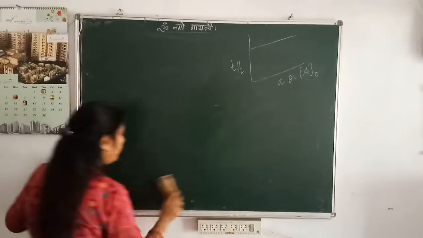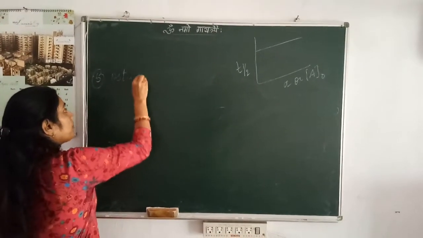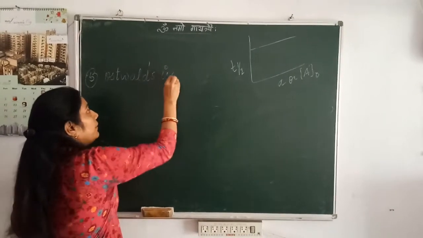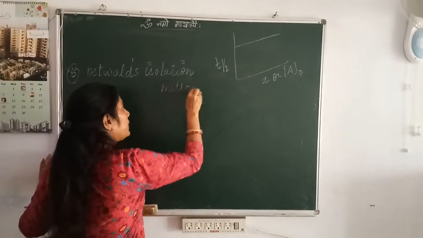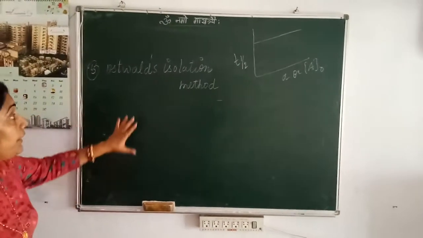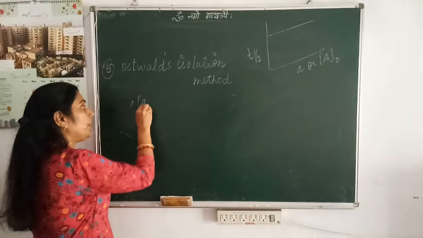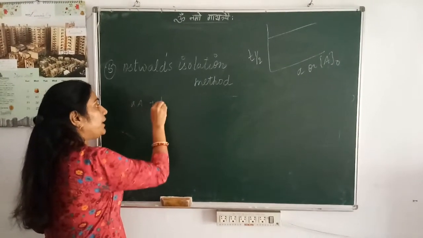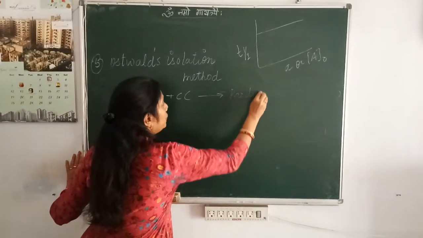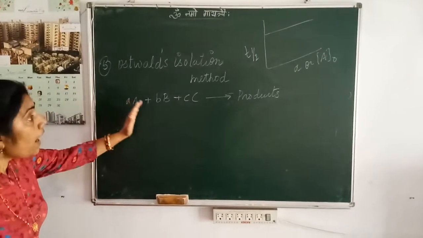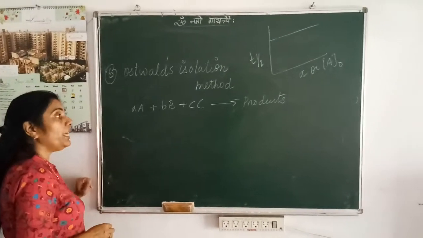And finally, one more method is there, that is Ostwald's isolation method. So experimentally, to determine the order of reaction, we have one more method, Ostwald's isolation method. In this case, suppose there is a reaction in which the reactants combine to form the products. Somehow it is similar to the initial rate method. How do we determine the order in this case?